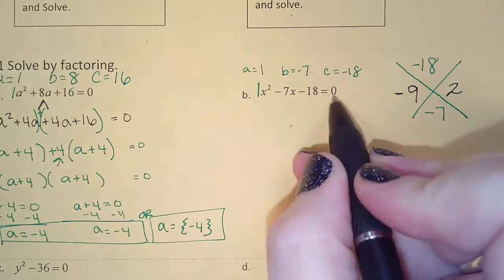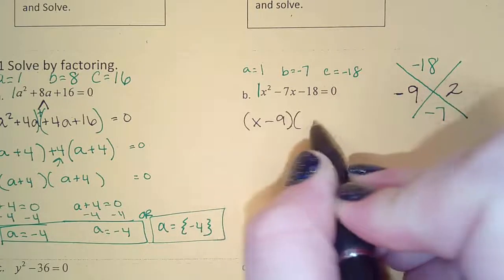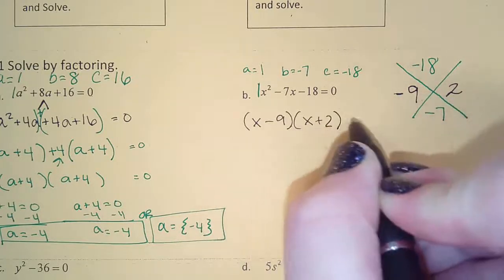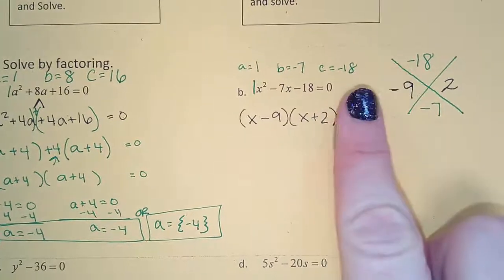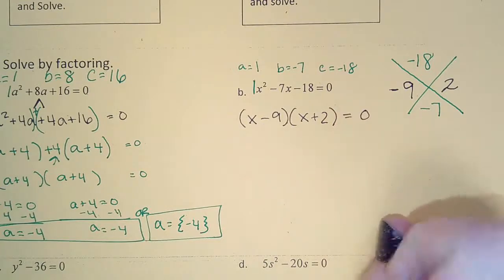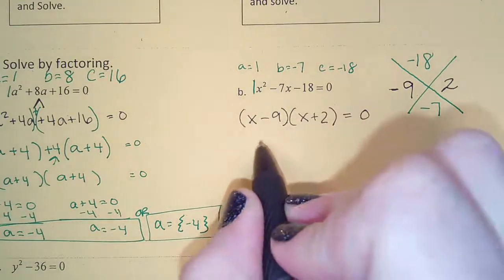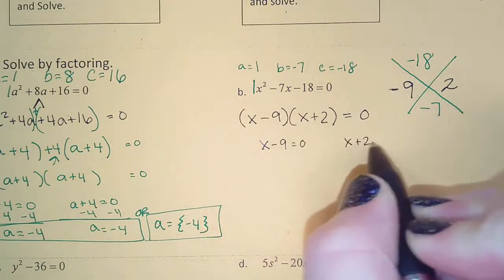Okay, it's all set equal to 0. So I have (x minus 9)(x plus 2) equals 0. So I have factored. This is everything we did from the last couple classes. Now I have it set equal to 0, so I'm going to set each of these binomials equal to 0. x minus 9 equals 0. x plus 2 equals 0.